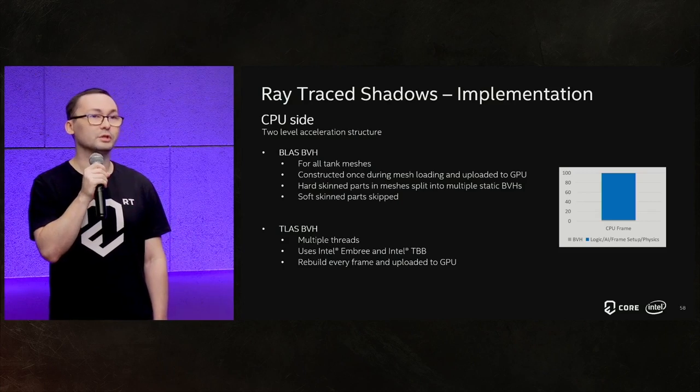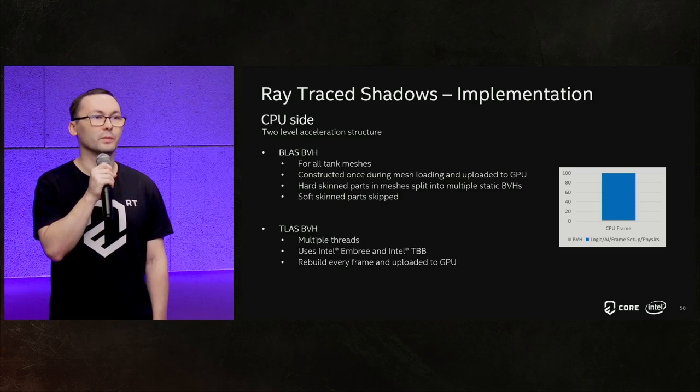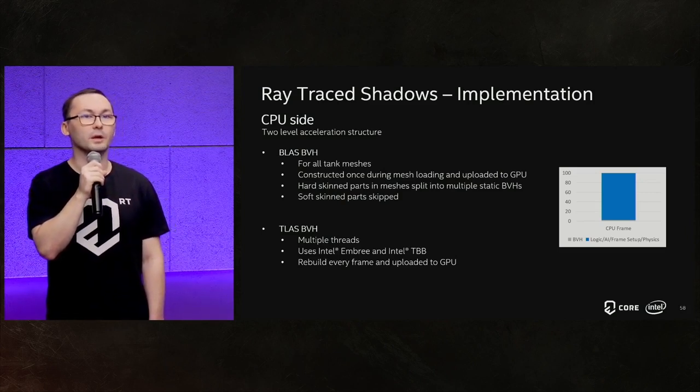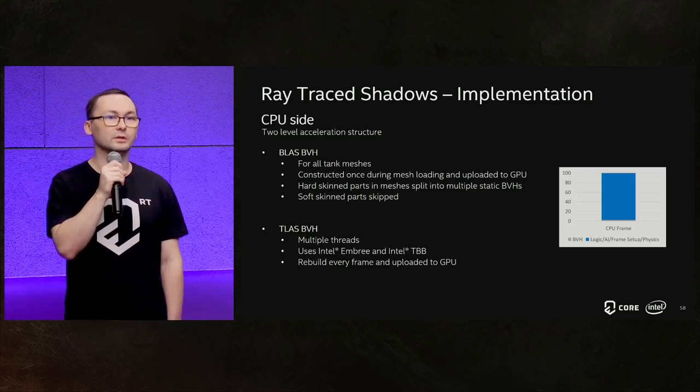Bottom level acceleration structure, BVH, is a level of 3D meshes. In our case, it is generated only once during startup for every part of the tank mesh and uploaded to the GPU. Hard-skinned vertices in meshes that are affected by one bone are treated as a separate static BVH instance.